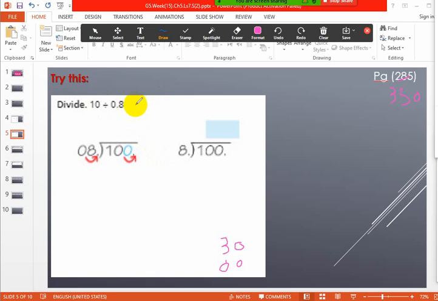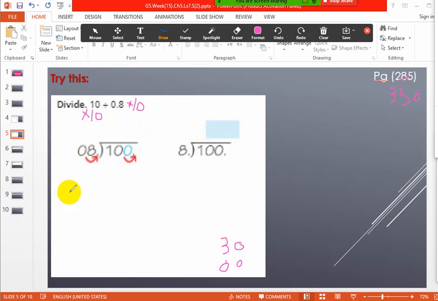First thing, I have to multiply the divisor by what? Which number do I have to multiply the divisor by to make it a whole number? Who will tell me, girls? Very good, Larissa. It's 10, because I have one digit after the decimal point. I have to also multiply the dividend by the same number. So 0.8 multiplied by 10 equals 8, and 10 multiplied by 10 equals 100.